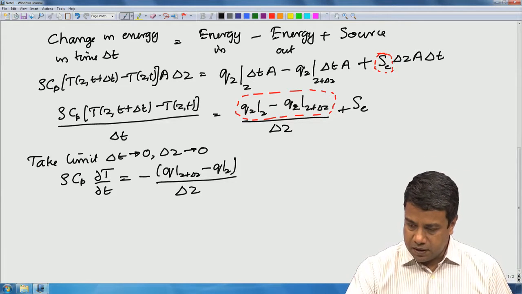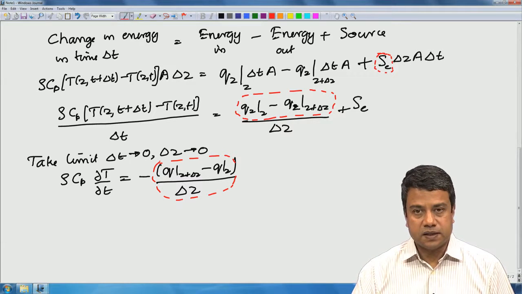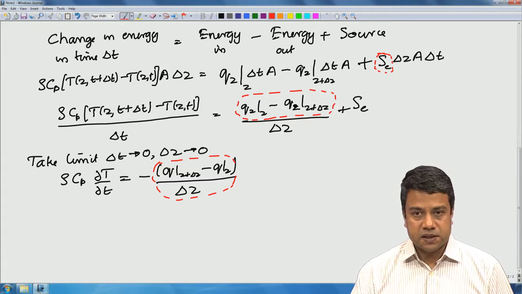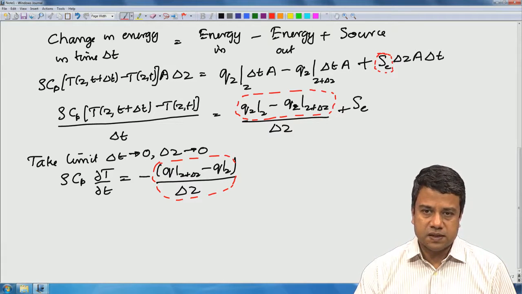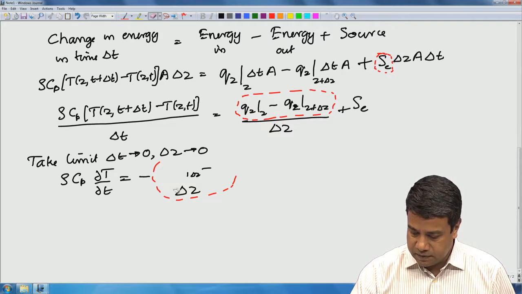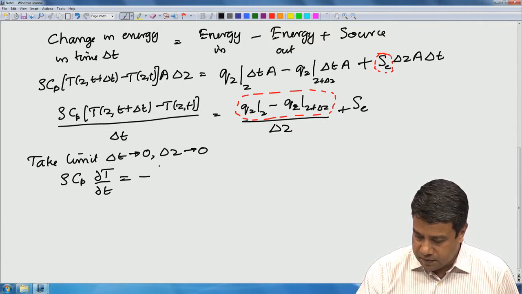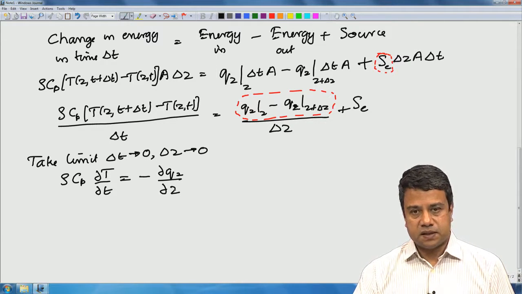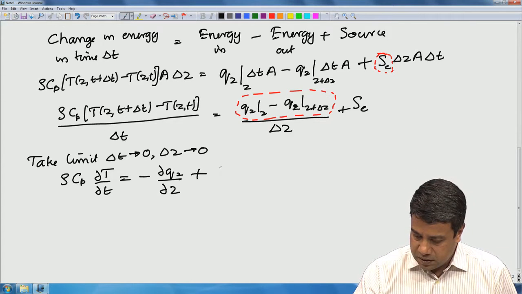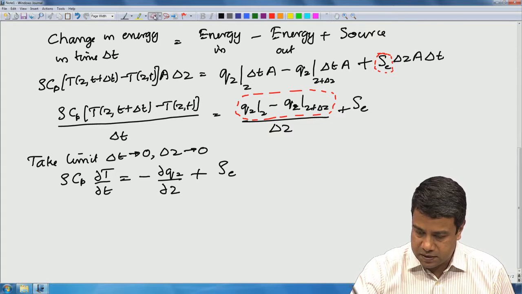And now, this term here you can recognize as the derivative dq by dz. In this case, it is a partial derivative because we have variations both in z as well as in time. So, this is now minus partial qz by partial z, where qz is the flux in the z direction, plus any source of energy. I should write that as S.